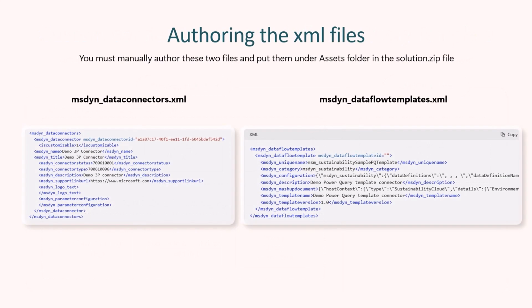Let's look at some samples of those two XML files that I mentioned. You will need to get your unmanaged solution exported and unzipped to a folder in your local. You will then create a new assets folder and put those two XML files under that folder. Then you will reversion your solution file, compress it again, and import it back to your development environment.